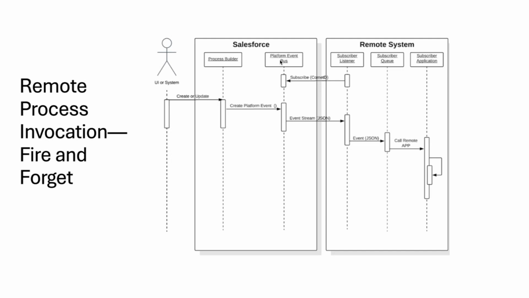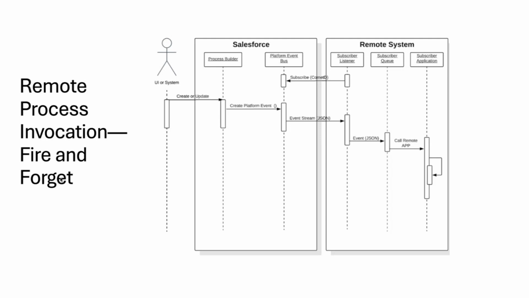For the fire and forget pattern, the best solution is using the platform event. Here it's mentioned process builder. We can create the platform event either from the process builder or flow. From here, we create the platform event, and it goes to the platform event bus, and the remote system listens to this platform event and executes that. We are just sending the order data to the remote system. We are not getting any response back. That's why it's called fire and forget. We are firing the event and we forget what we get as response.